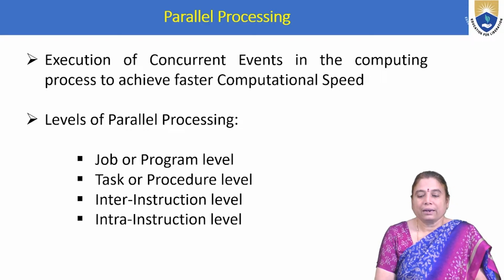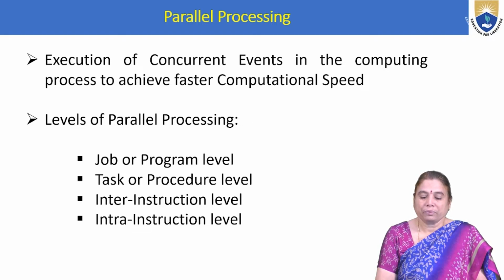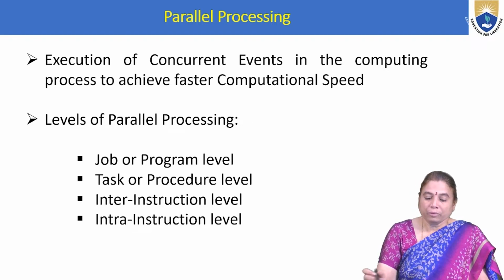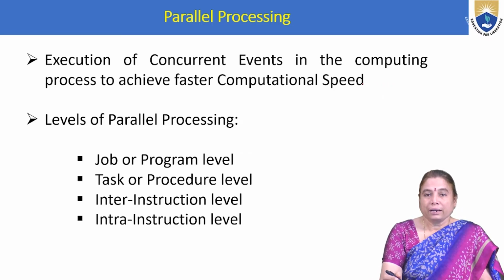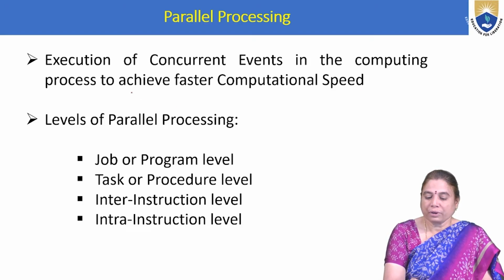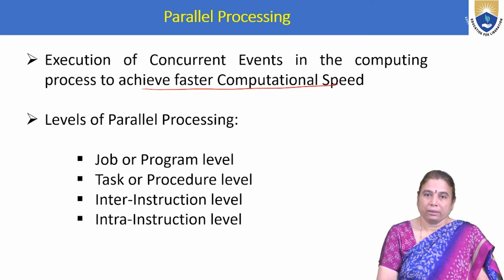Execution of concurrent events in the computing process to achieve faster computational speed. This is the major purpose of the parallel processing system. So, with parallel processing, concurrent events can be executed simultaneously, which leads to faster computational speed.